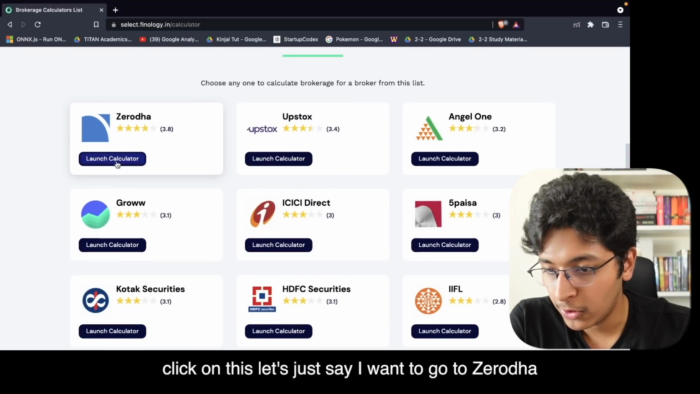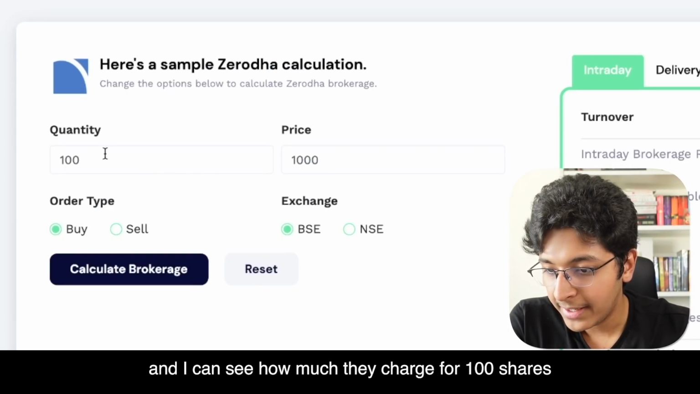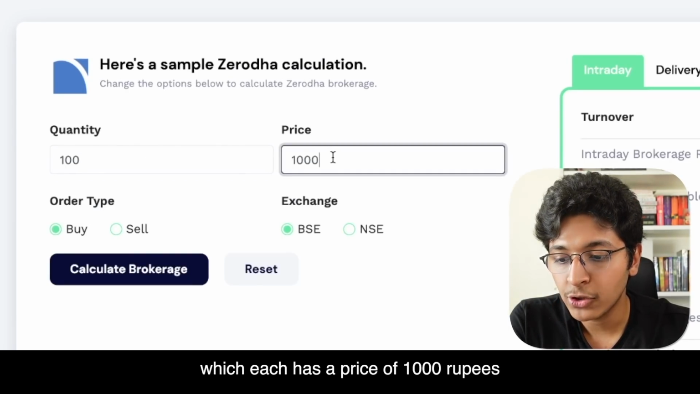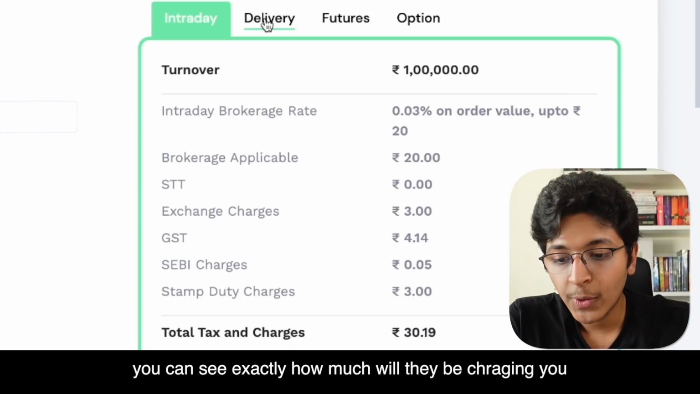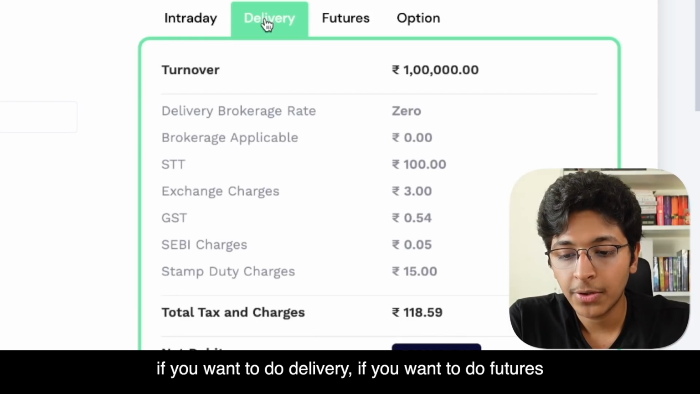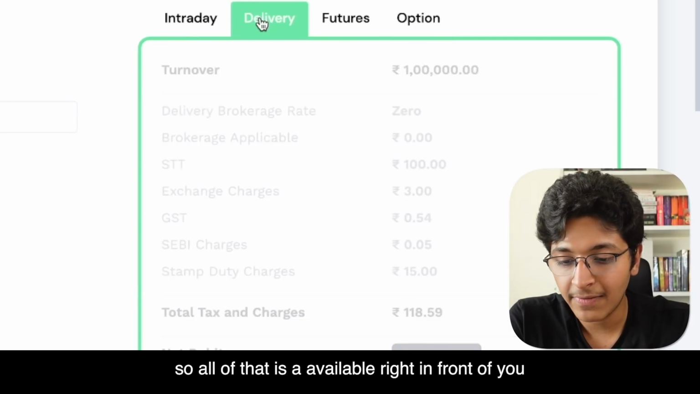Let's just say I want to go to Zerodha, and I can see how much they charge for about 100 shares, which each have a price of 1,000 rupees. So this is about 1 lakh rupees that I'm investing. You can see exactly how much they will be charging you if you want to do intraday, delivery, futures, or options, right? So all of that is available right in front of you.